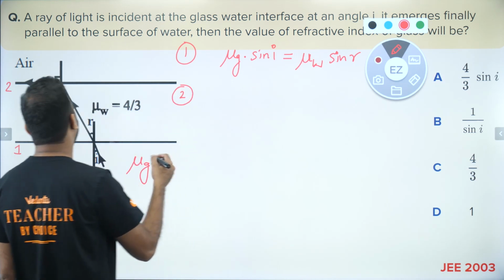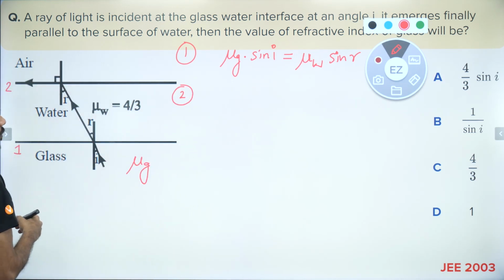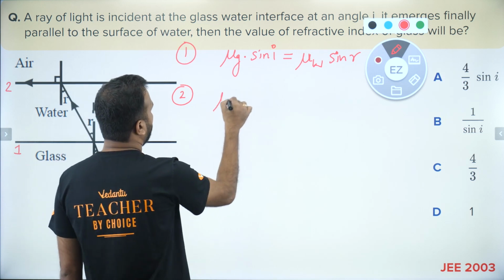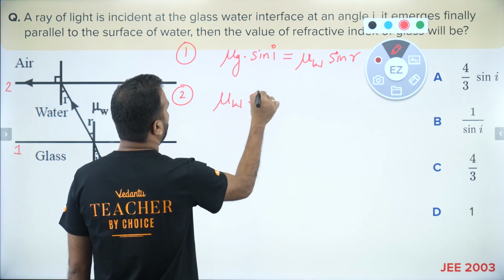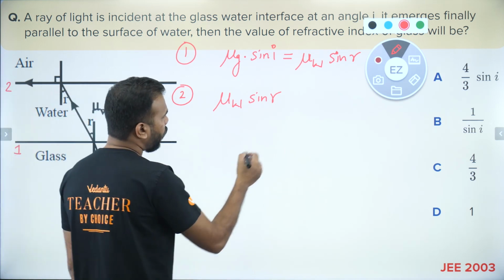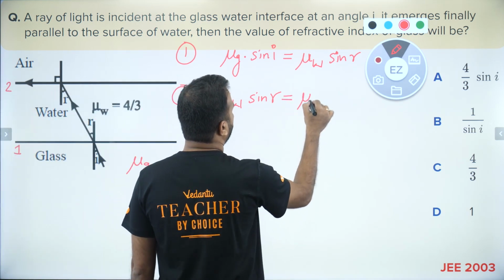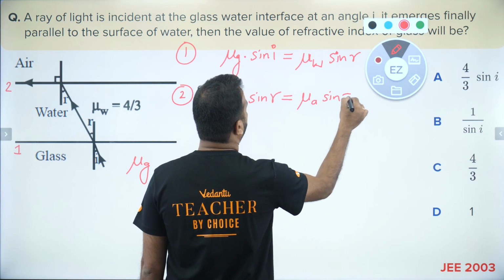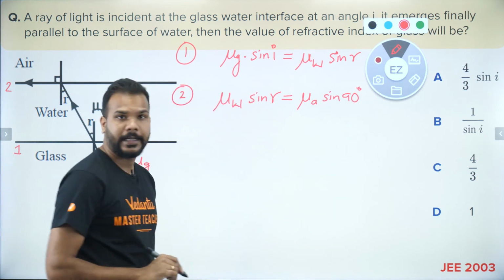Same thing I will apply between the water and air interface, that is interface 2. So there I will say mu water sin r, because if this angle is r, this is also r, should be equal to mu air, and finally the angle of emergence is 90 degrees.